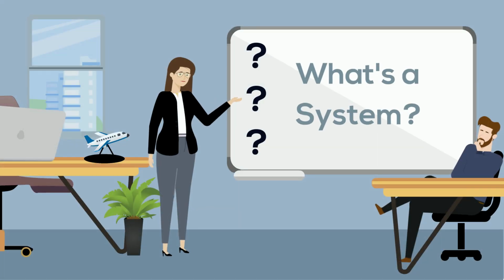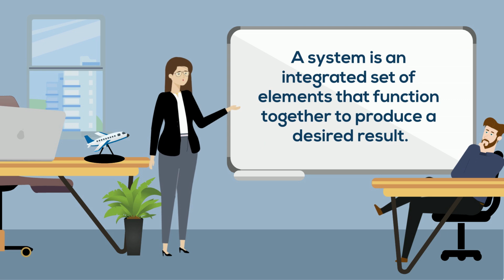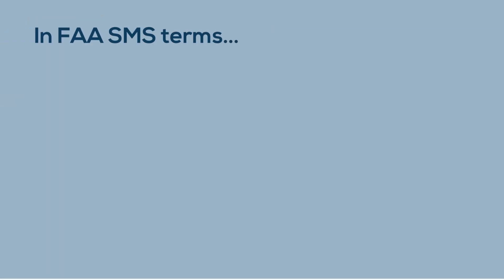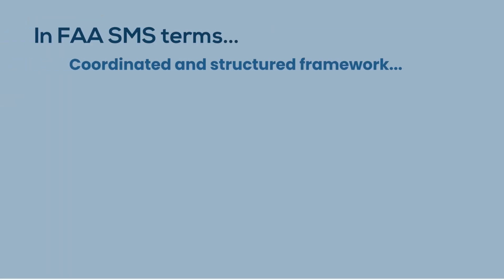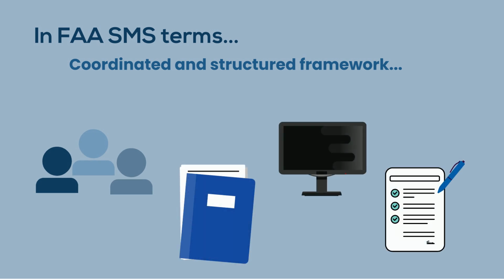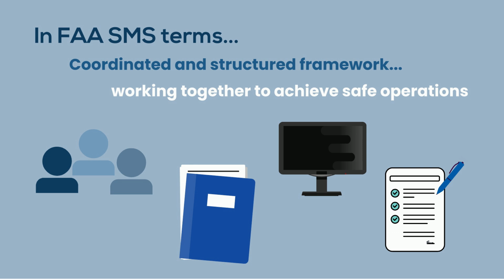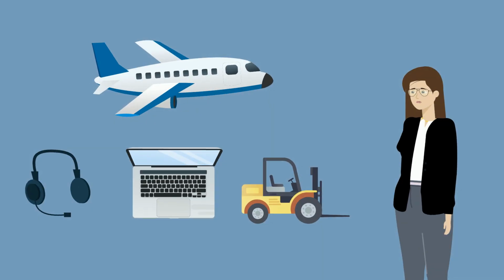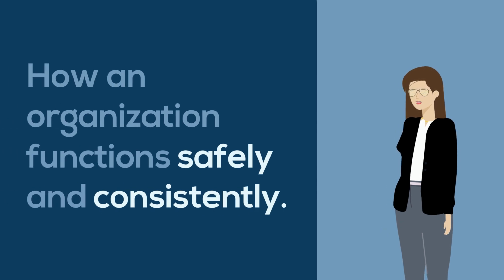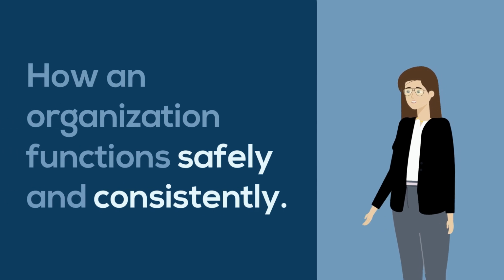Wait, what's a system? A system is an integrated set of elements that function together to produce a desired result. In FAA SMS terms, this means a coordinated and structured framework of people, procedures, tools, and policies working together to achieve safe operations. It's not just about equipment or technology. It's the full scope of how an organization functions safely and consistently.